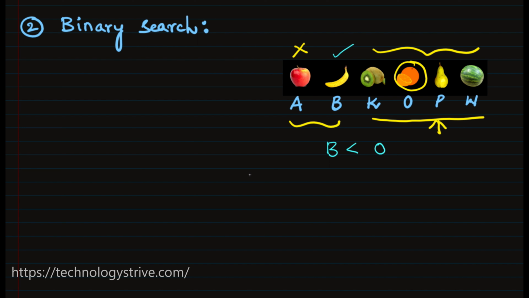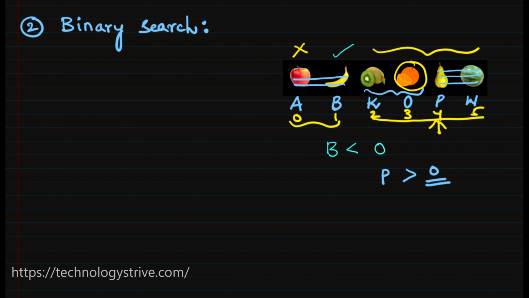Again we pick at a random position. Assume that we are picking the fruit at the fourth position. So then it is pear, right? P and O. Obviously P comes after O. That means that after pear we won't get our orange. That means these two will not be in our search space. So we have already ignored these, and our search space is now only these two. So again we go and pick randomly.